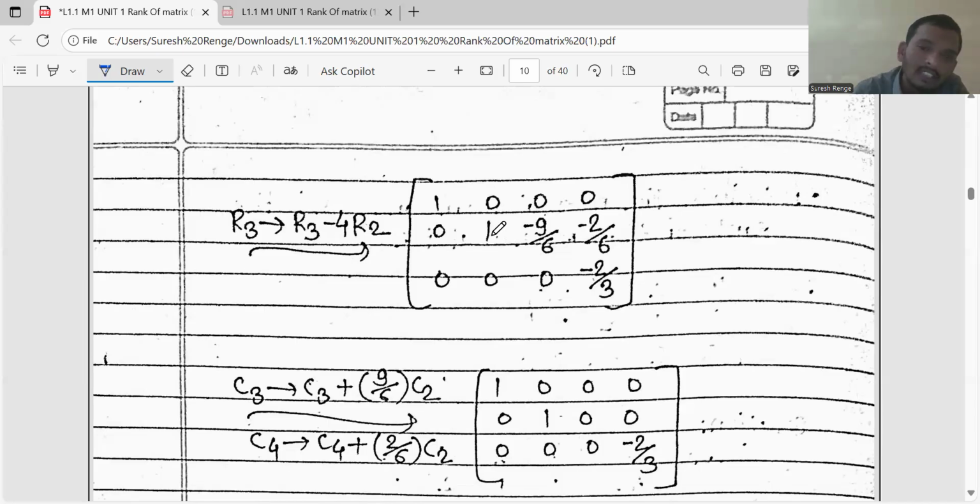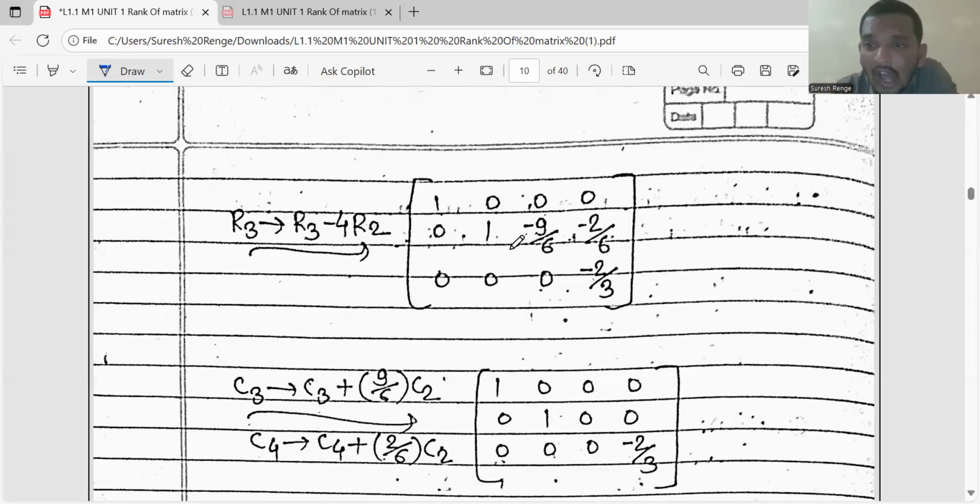Now, my next step is that whatever may be element in row number 2 other than this leading element, the elements on the left-hand side of this leading element, I have to make them zero. That means 9 - 9/6 also has to be made zero, and -2/6 also has to be made zero, if you want to convert that matrix into normal form.